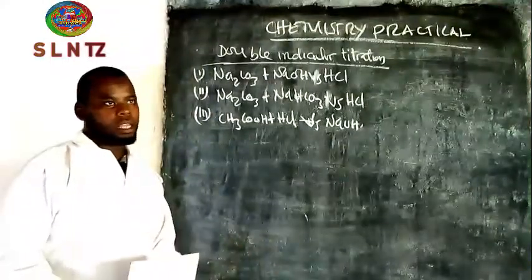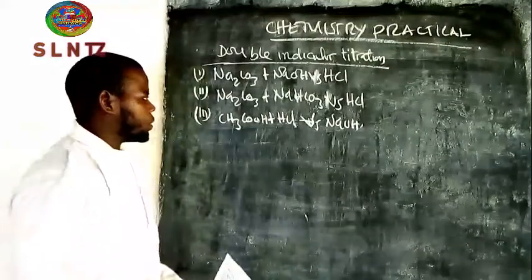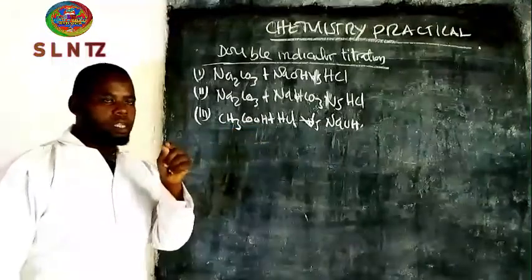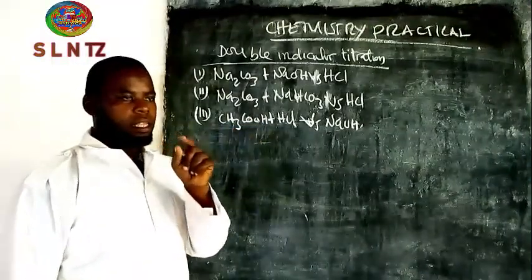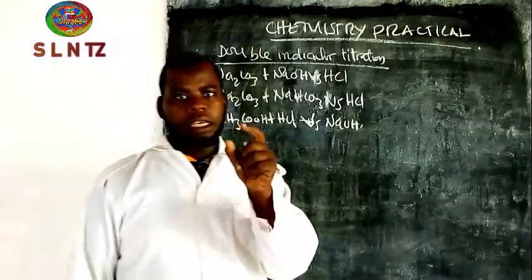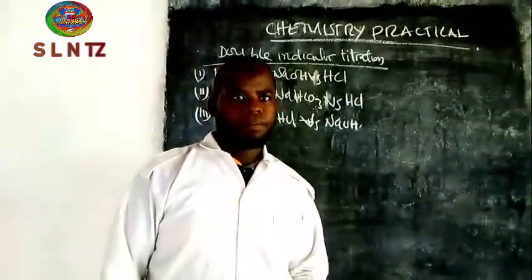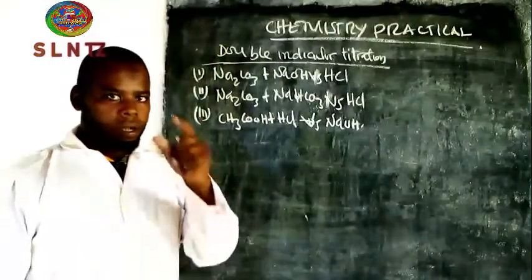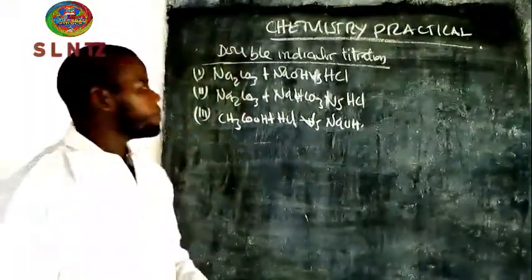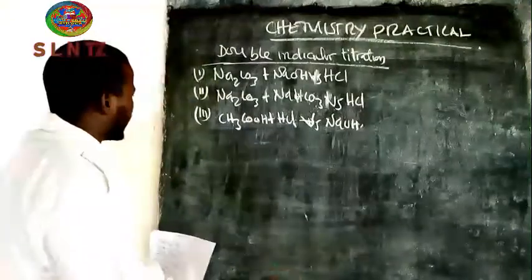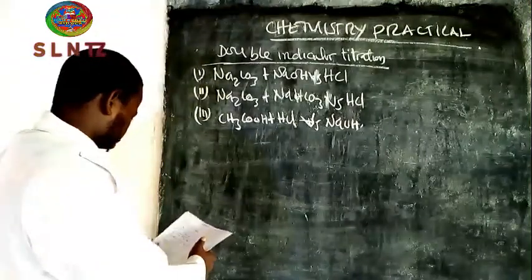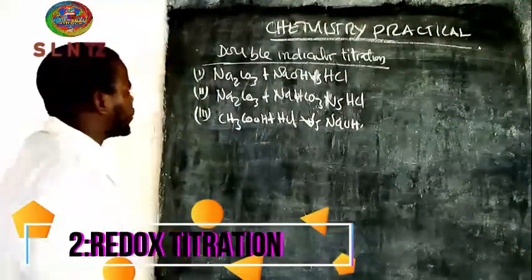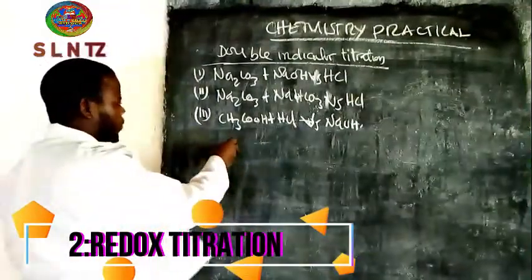Within your study of double indicator, there are questions that look like double indicator, but you use one indicator. If you need that question, I will give you a question and the solutions. That is number three. That is double indicator titration, another part you have to revise and concentrate on.